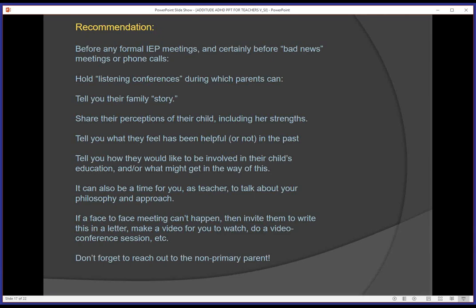easy for them. Also, don't forget to reach out to the non-primary parent. A lot of times mothers have the duty or the responsibility of talking to teachers. Fathers may have a lot of good ideas. It may be a father who has primary contact. Just don't ignore or neglect the input of the other person, because they have a different perception and much valuable information that they can add to this.